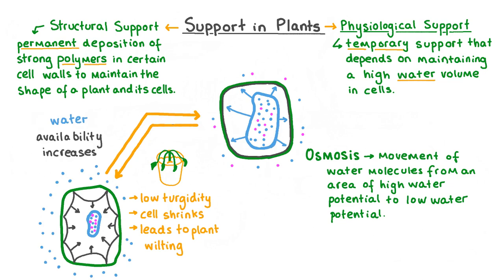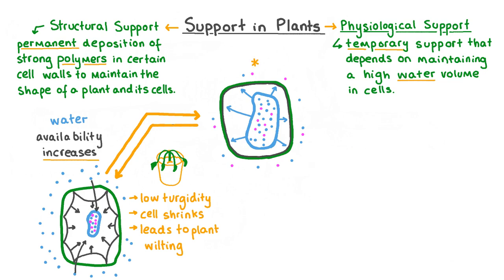If the water availability outside the cells increases again, the water can move into the plant cell's vacuole by osmosis from an area of high water potential to an area of low water potential, returning the cell to its normal size. But what happens if the water potential continues to increase in the extracellular environment?